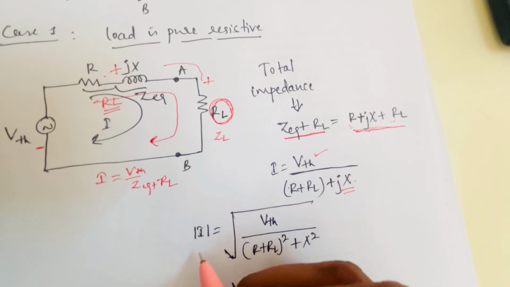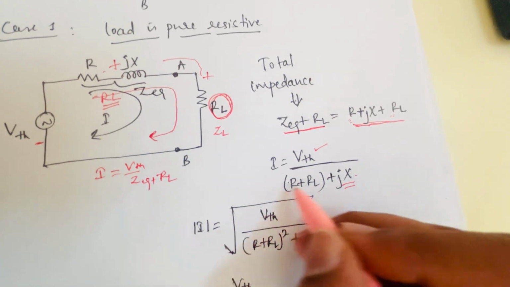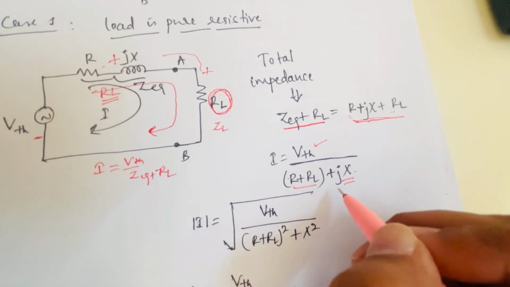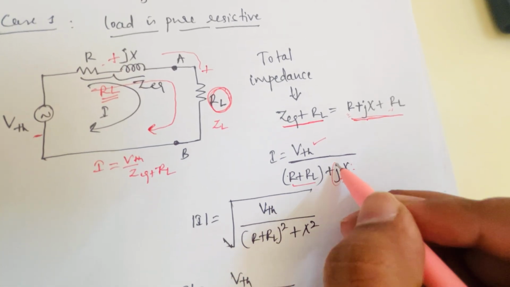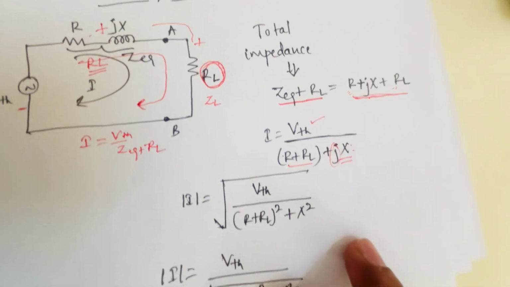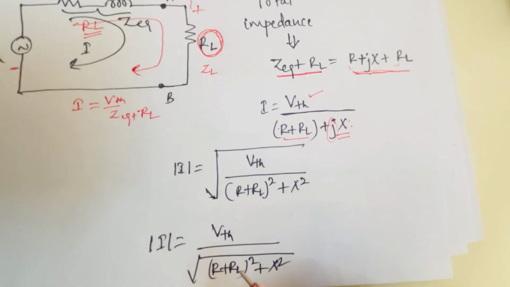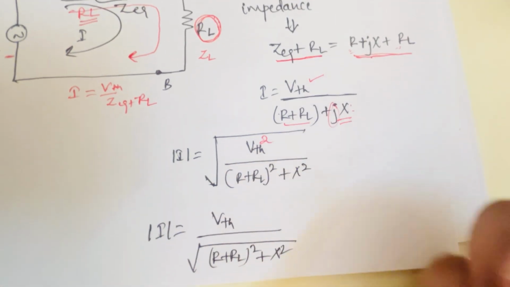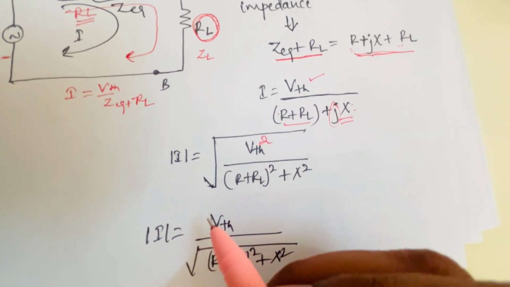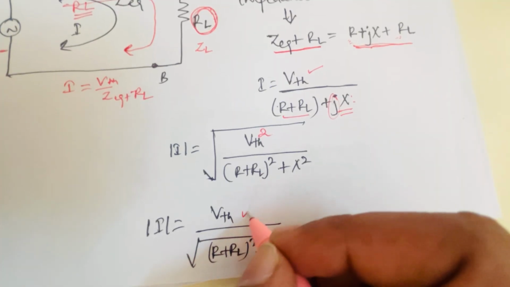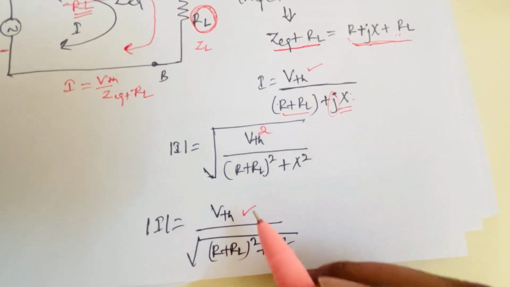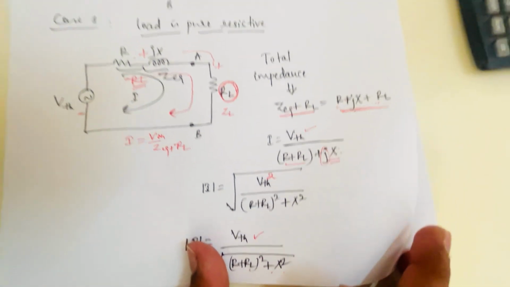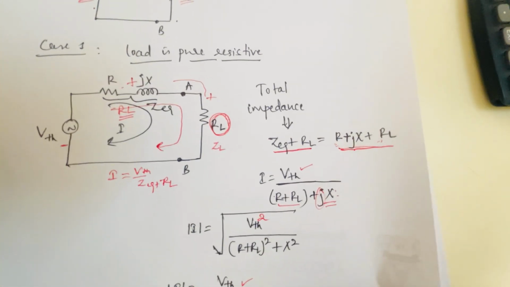If I want to write the magnitude of this, it is VTH divided by the square root of (R plus RL) whole square plus X square, which removes the J term. You can rewrite this as the square root of VTH square, which is VTH, in the numerator, and in the denominator the square root of (R plus RL) whole square plus X square. So this is when the load is purely resistive.